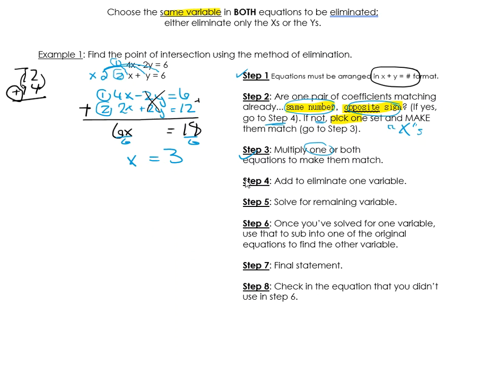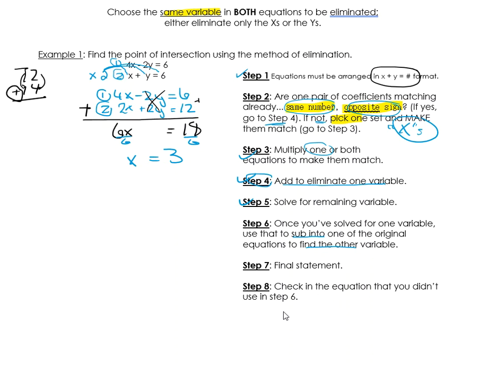So that was step 4. Step 4 said add to eliminate one variable. We did that. We added. Now step 5, we actually just did that too. We solve for the remaining variable. That's what we just did. Now step 6. Once you've solved for one variable, we solved for x, use that to sub into one of the original equations to find the other variable. So now we have to find y.